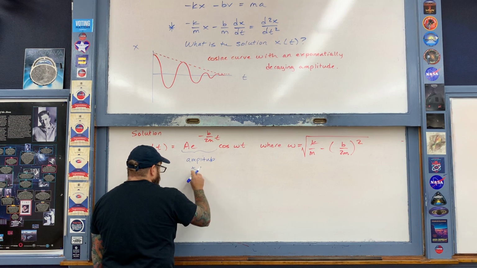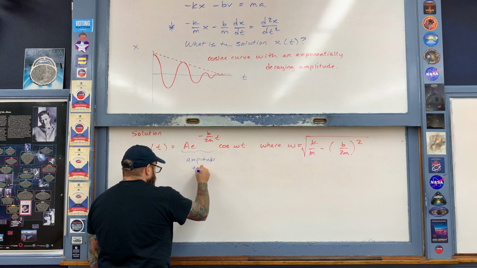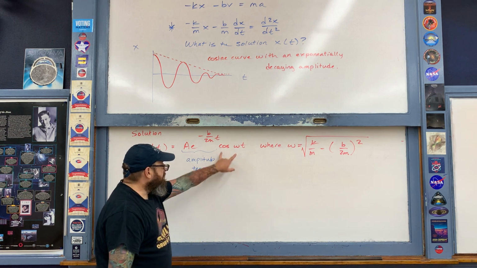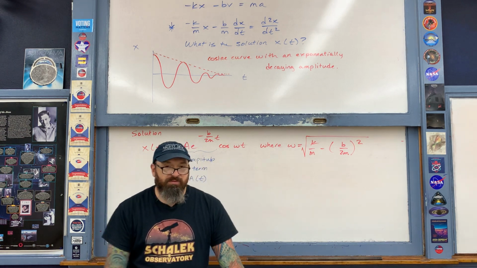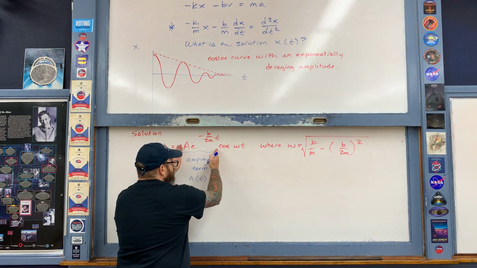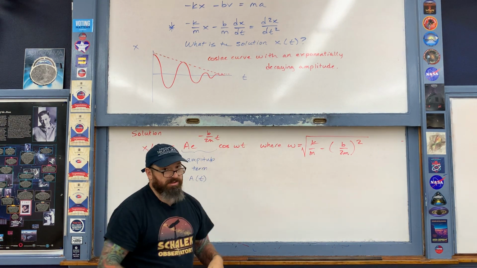The amplitude term is referred to as A of t. And then secondly, of course, we just have a cosine because after all, we're talking about an oscillation. So you end up with an exponentially decaying amplitude as the oscillations occur.